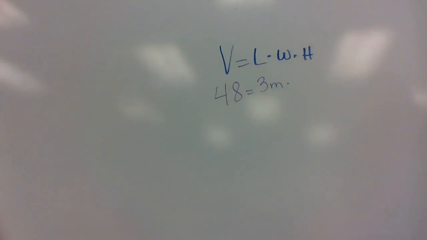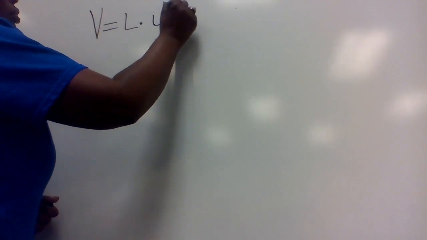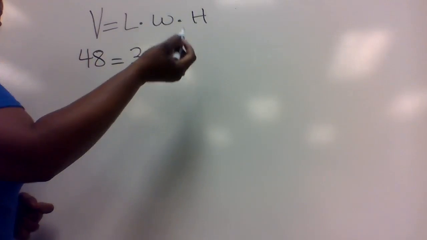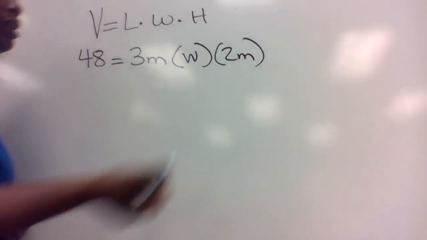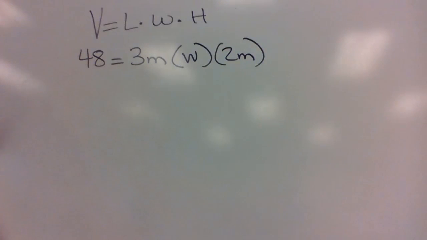All right. So volume is length times width times height. Volume equals length times width times height. And we said that the volume was what? The total. So what is the volume? 48. Okay. What did we say the length was? 3. What was the width? We don't know. What was the height? 2. Now, looking at that problem, what do you know what we can do? Multiply 3 times 2, right? Okay.